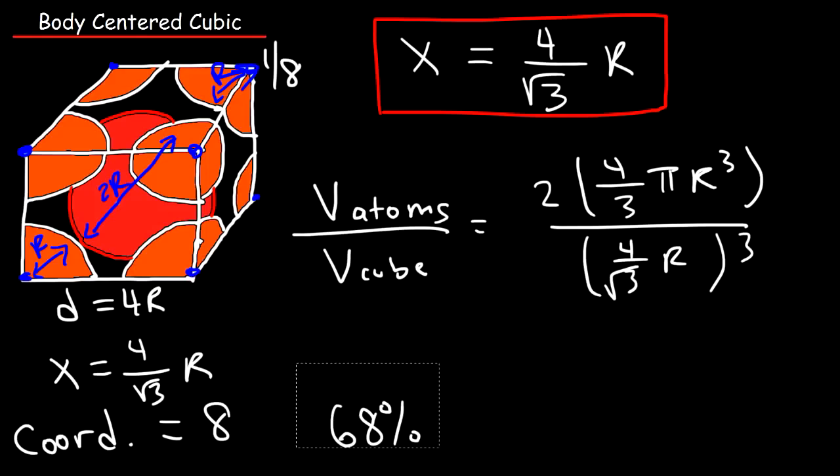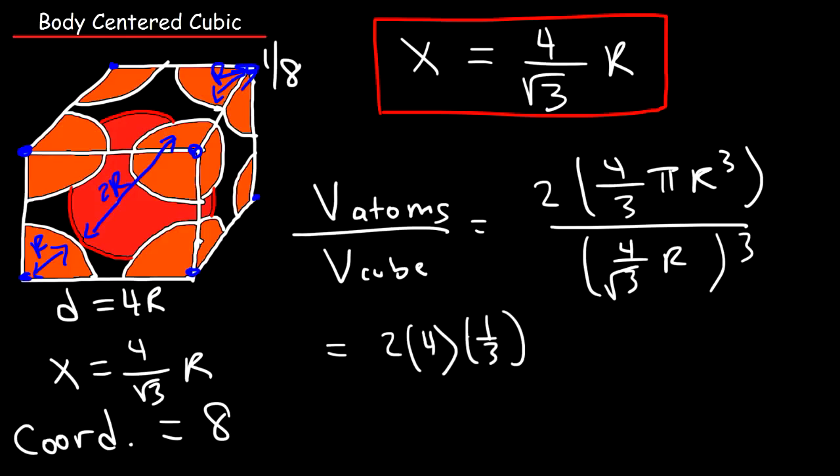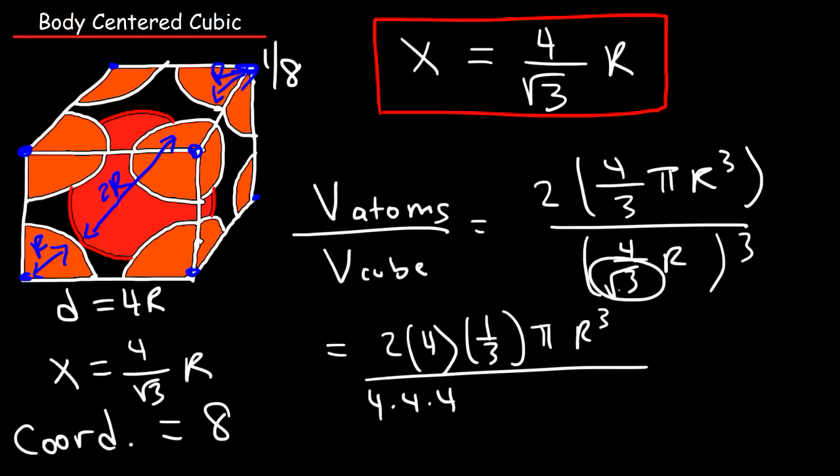So feel free to pause the video and simplify that expression. Show that it is equal to 68%, or 0.68. So what I have is 2 times 4 times 1/3, that's basically 2 times 4/3 times pi times r cubed. Now 4 to the 3rd power is basically 3 4s multiplied to each other. And then I have a square root of 3, basically 3 of them. But whenever you combine 2 radical 3's, it's simply equal to 3. So 2 of them will change into a 3, so I have 1 root 3 left over. And then I also have r cubed.